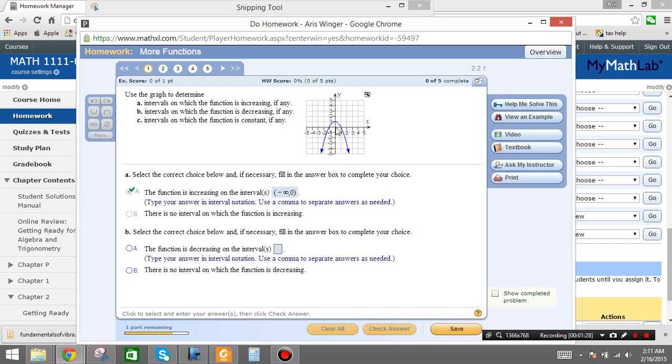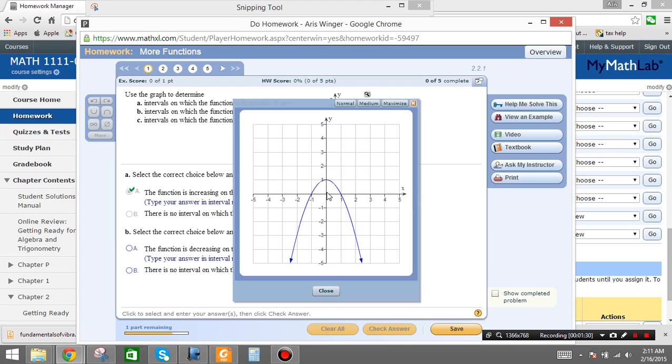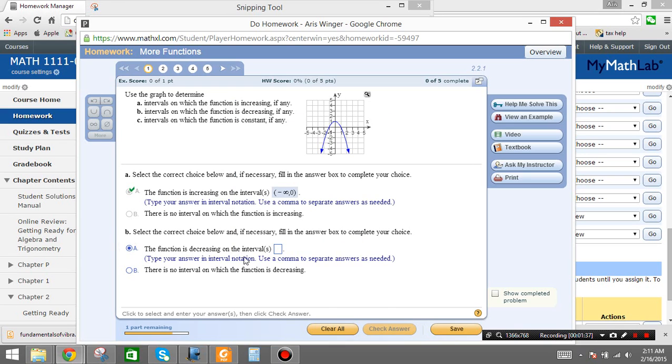It's decreasing starting from after this point here forever. It will just decrease forever. So that is 0 to infinity.